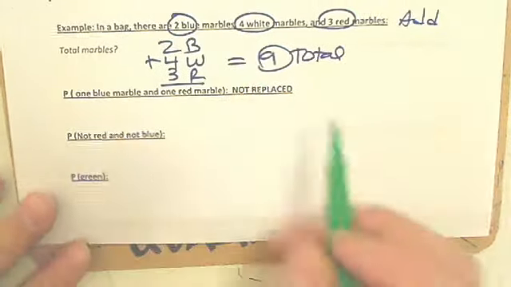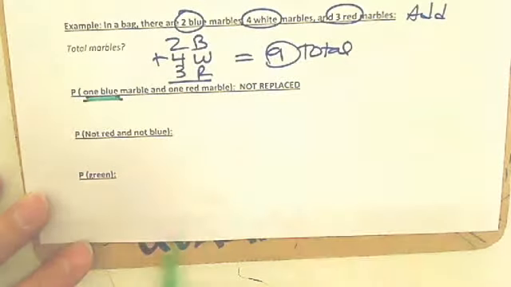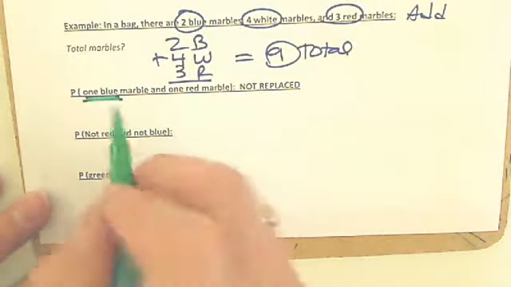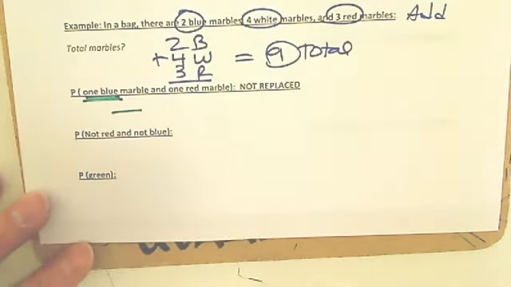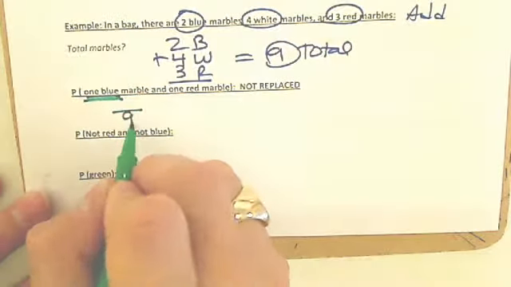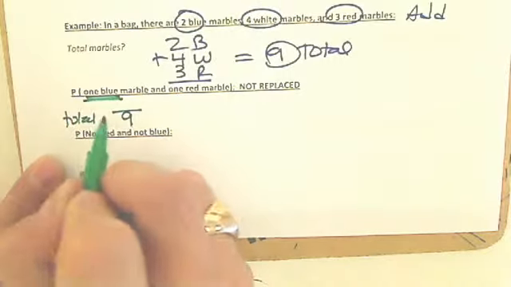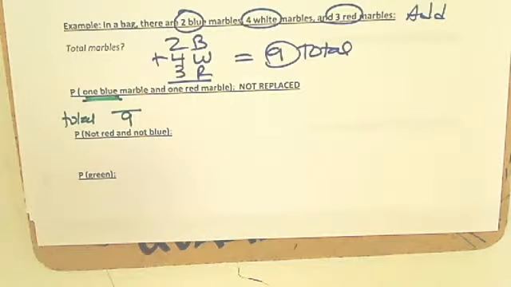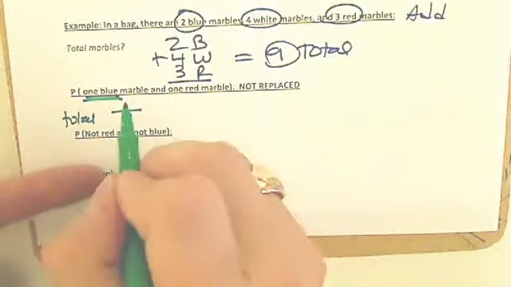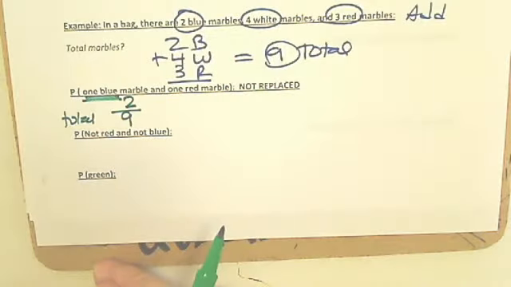First thing you've got to figure out, blue marble. How many options do you have for the first blue marble? No. Think about the total. There are 9 total, okay? But you haven't reached in yet. What are the chances that you could get a blue marble? 2. Because there's only 2 in the bag. You only have 2 chances to take out a blue.